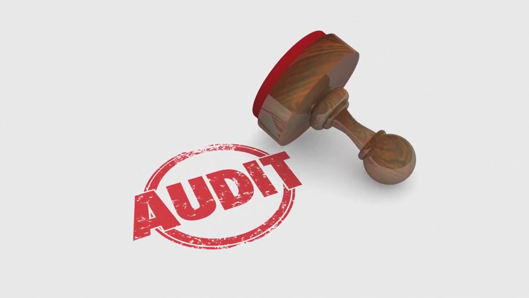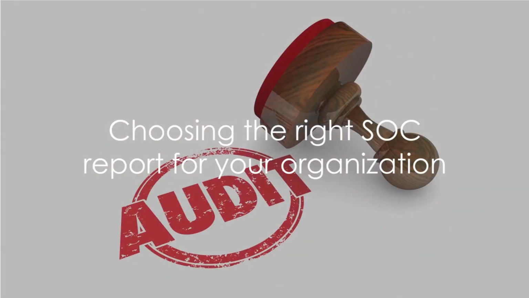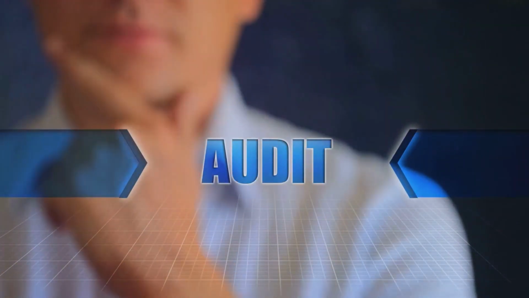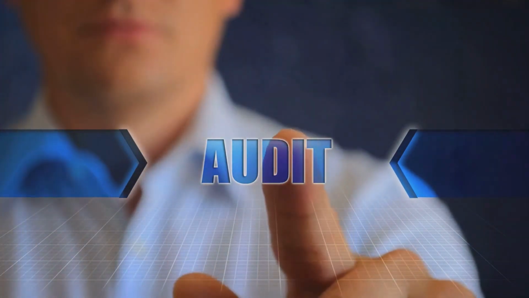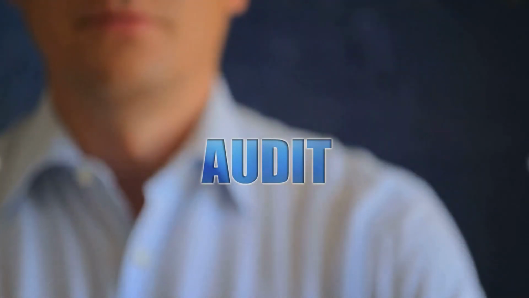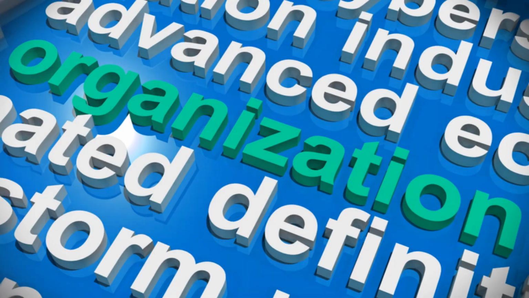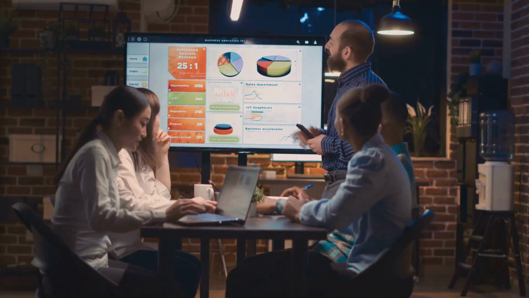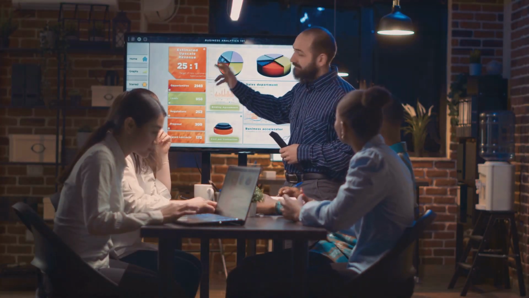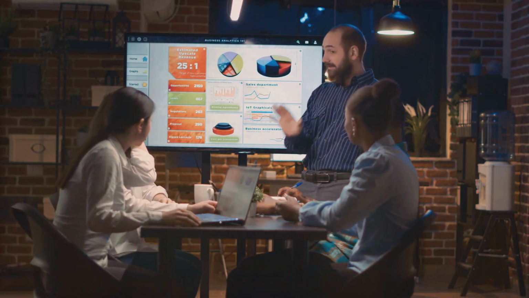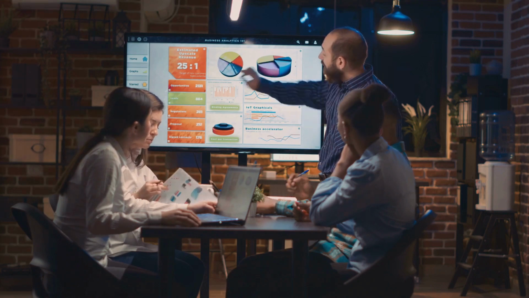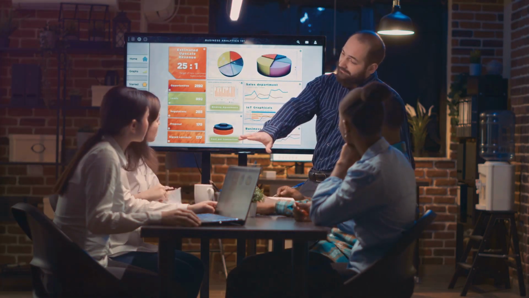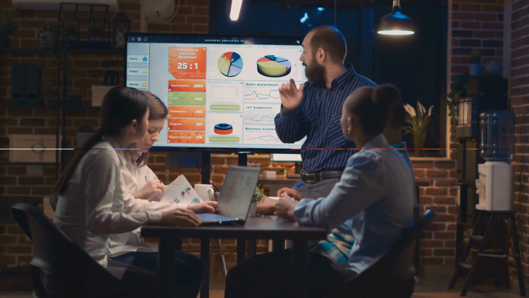So, how does one choose the right report? Well, it all comes down to understanding your organization's needs and the needs of your stakeholders. If your stakeholders are concerned about financial reporting, then a SOC 1 report might be the way to go. But if they're more interested in the nitty-gritty of your security controls and data protection measures, then SOC 2 or SOC 3 would be more appropriate. Understanding these reports is key in choosing the right one for your organization's needs.